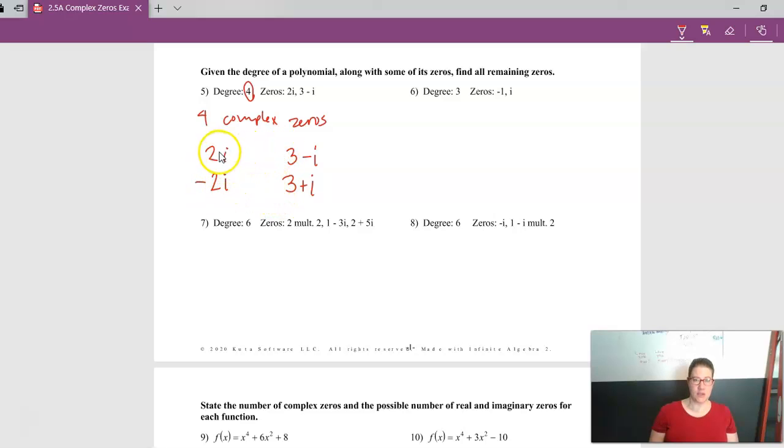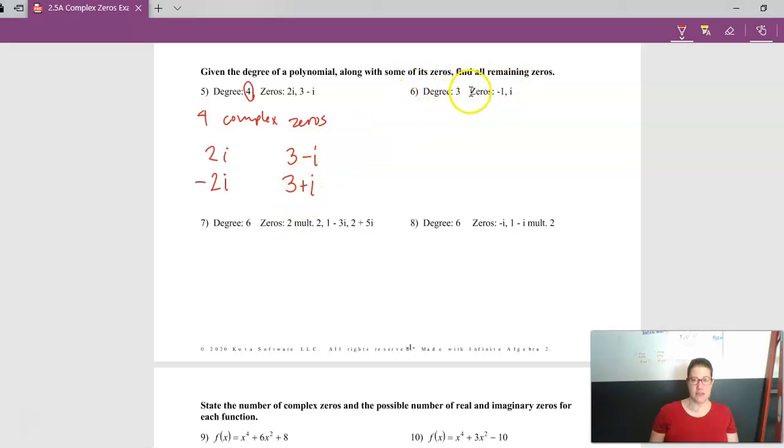So because I knew that 2i and 3 minus i were both complex zeros for this function with degree 4, I know the other two solutions are negative 2i and 3 plus i. So I'm finding those other zeros, but I don't really have to do any math. I just have to recognize that imaginary ones always come in pairs.